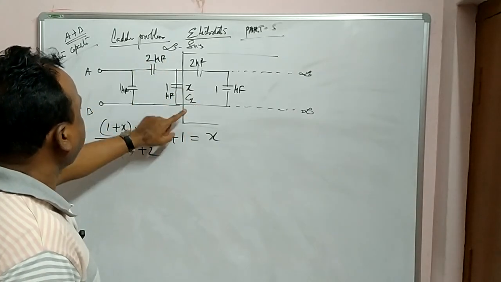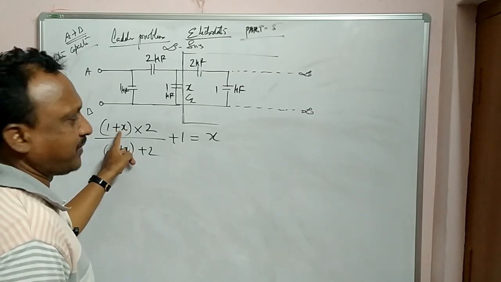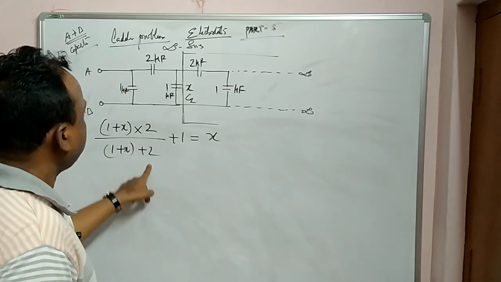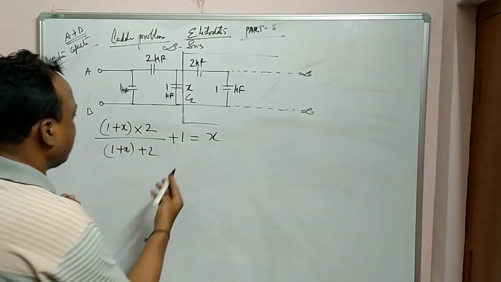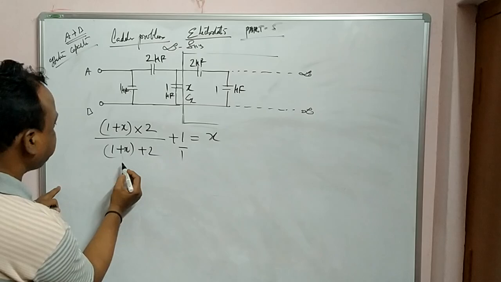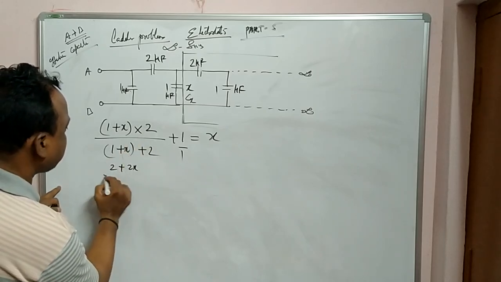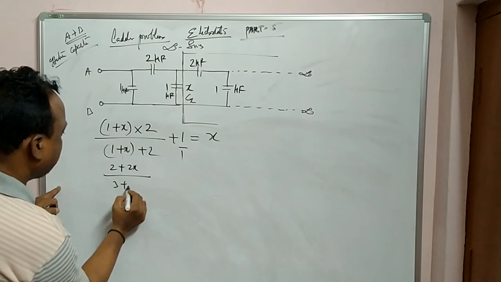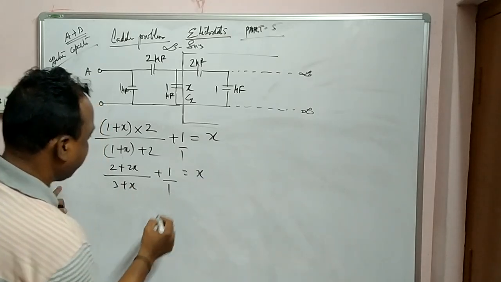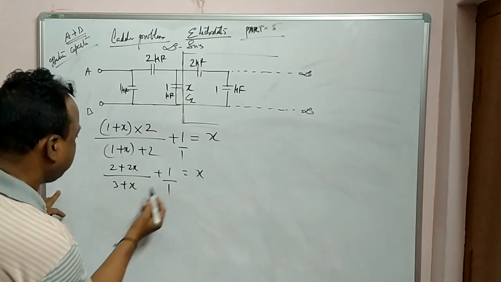So what happens finally? 1 and x are parallel. So 1 and 1 plus x effective. Again series into 2 by 1 plus x plus 2. Again parallel plus 1. Let us try this, let us solve it. We'll see what happens with the value. So what does this become? 2 plus 2x by 3 plus x plus 1 is equal to x. Clear? Now let us try to solve this one.